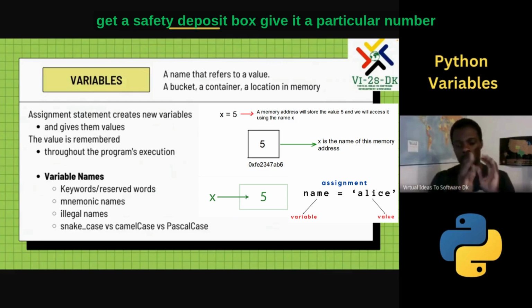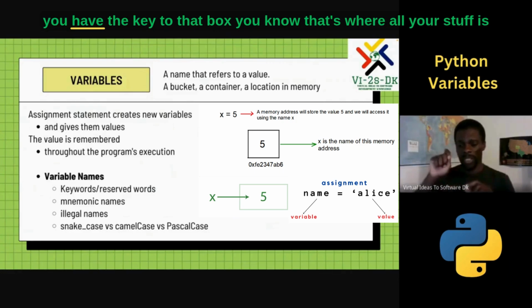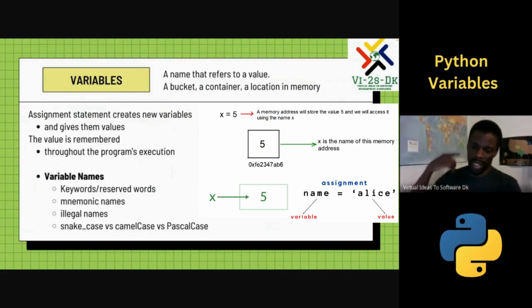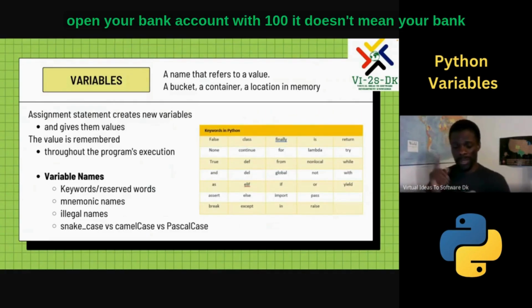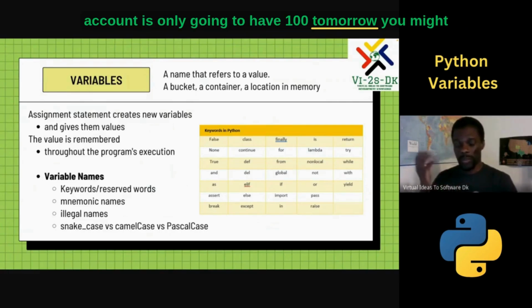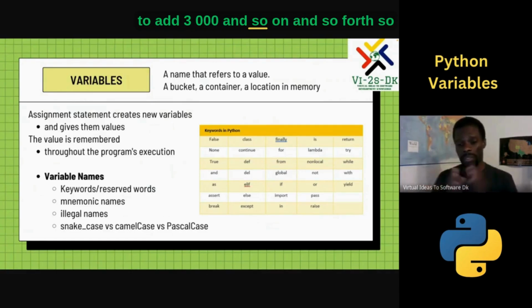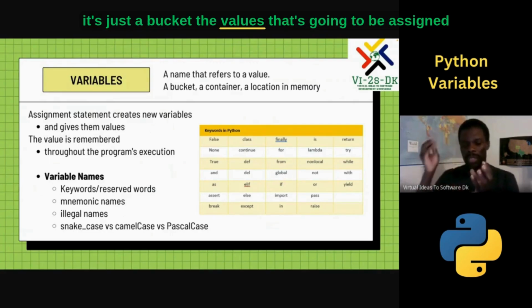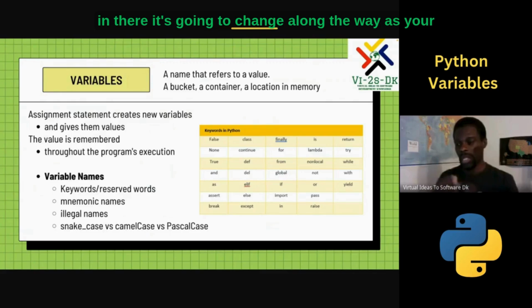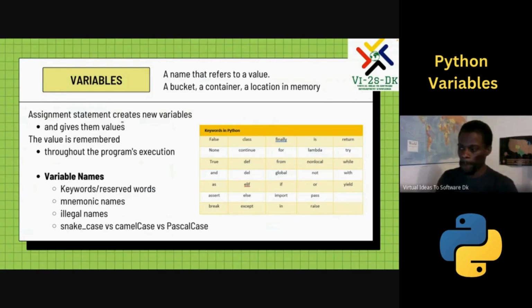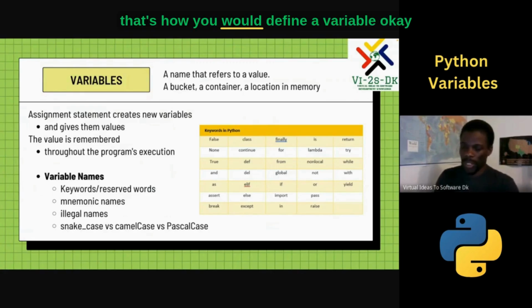I get a safety deposit box and give it a particular number. You have the key to that box, and you know that's where all your stuff is. Throughout the lifetime of your program, you're going to go back in there, grab that number and use it. But remember that just because you open your bank account with $100, it doesn't mean your bank account is only going to have $100. Tomorrow you might decide to remove that $100. The next day you might decide to add $3,000, and so on and so forth. So it's just a bucket. The values assigned in there are going to change along the way as your program continues to execute. Make sense? So that's how you would define a variable.